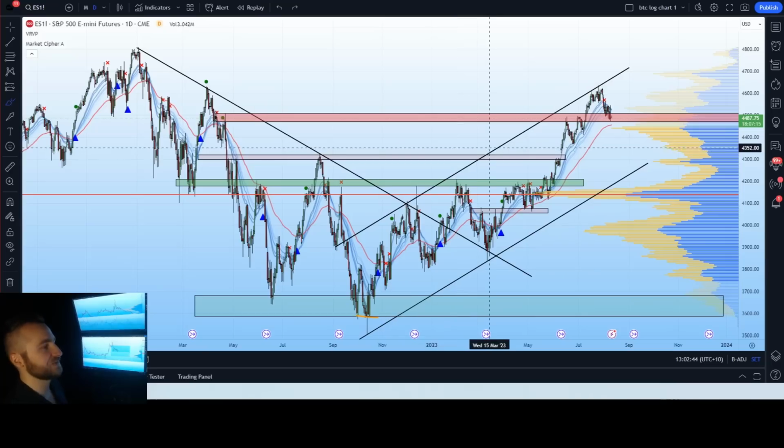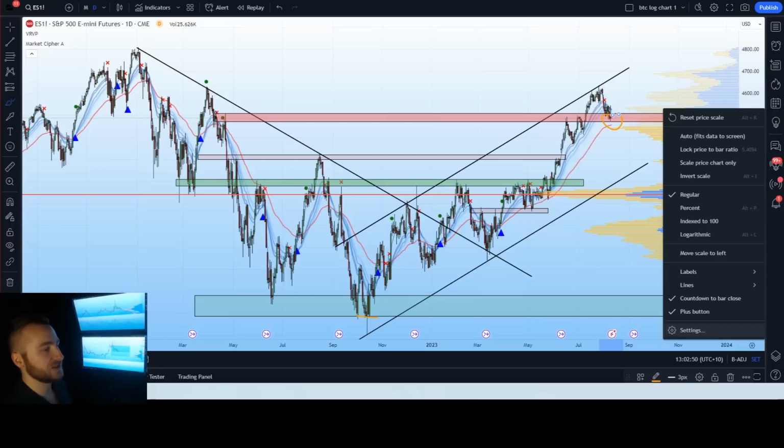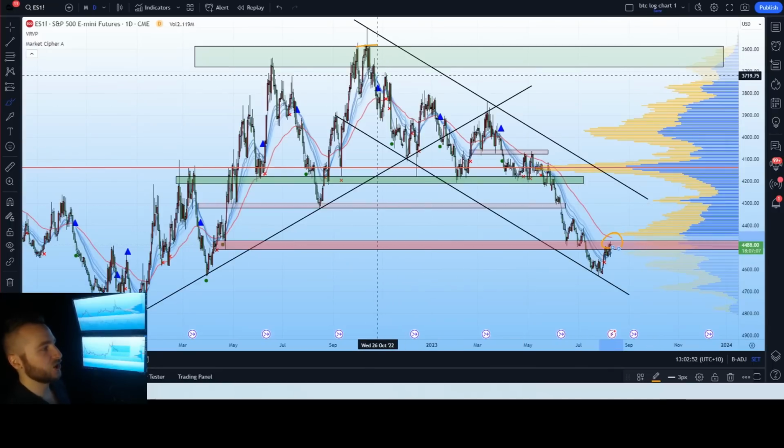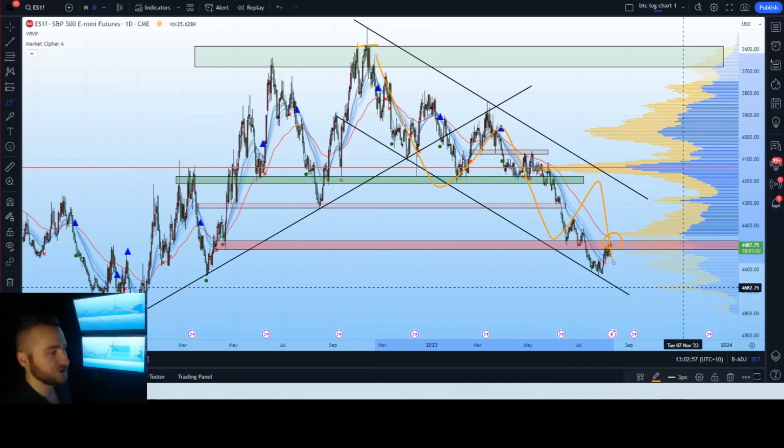Moving on to the S&P 500, currently testing a pretty major support. It does look like we are losing strength over here. Of course, if we flip the chart, we can see we are in an overall falling channel, a descending channel formation, a falling channel. Whatever you want to name it, whatever you want to call it, this is what we are seeing at the moment.